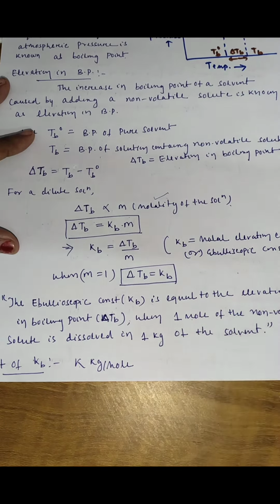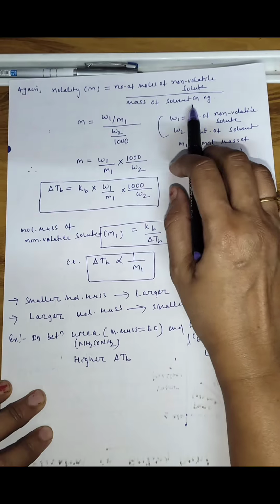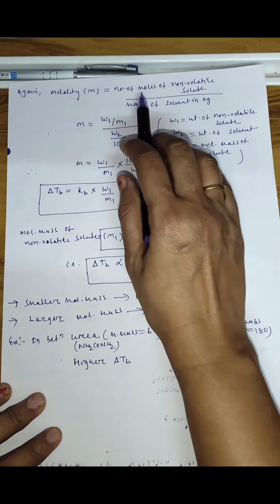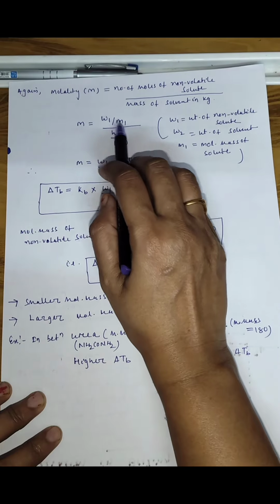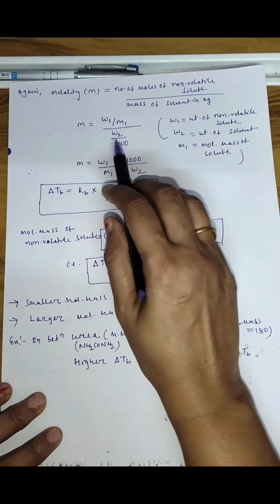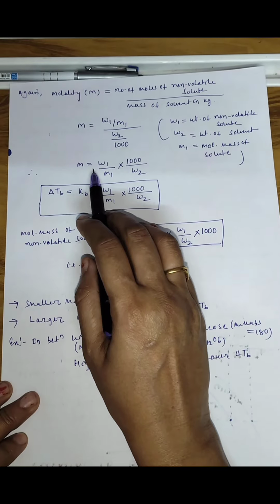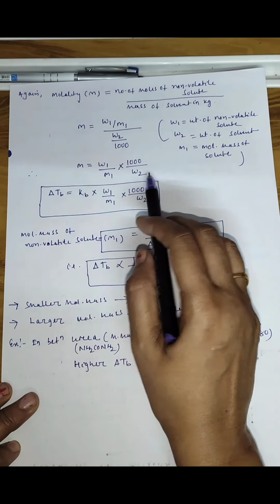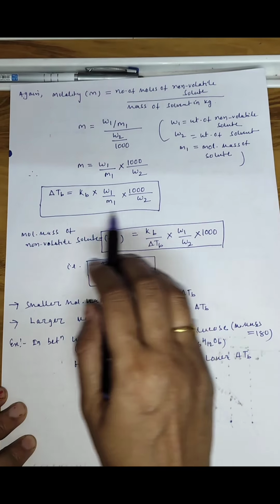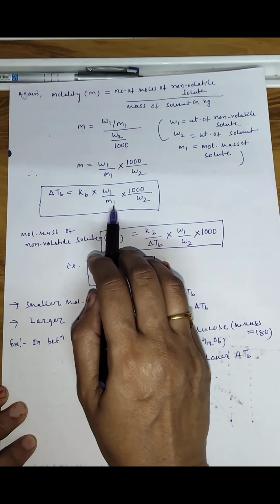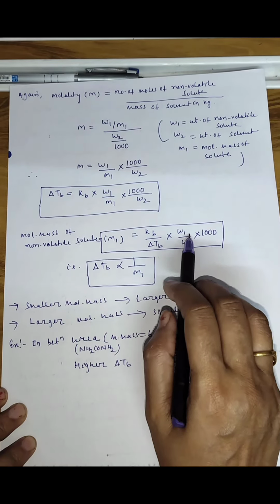Now we know that molality m is equal to the number of moles of the non-volatile solute divided by the mass of the solvent in kg. Again, the number of moles means the weight of the non-volatile solute divided by its molecular mass, that is W1 by m1, divided by the mass of the solvent in kg, which is W2 divided by 1000 when represented in grams. Again we know that delta Tb is equal to Kb into m, so we can put this value here. From this relation we can calculate the molecular mass of the non-volatile solute, that is m1. So m1 is equal to Kb divided by delta Tb, times W1 by W2 into 1000.